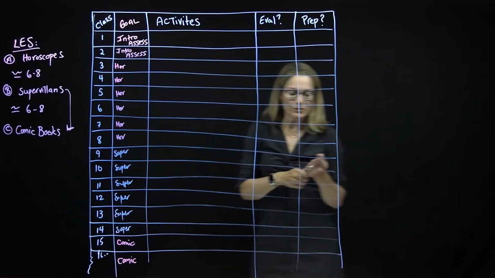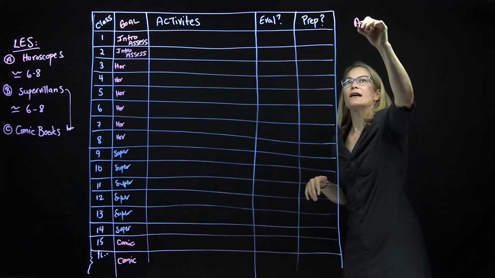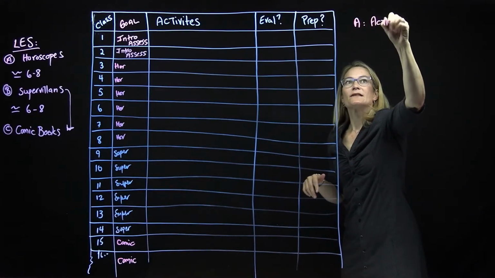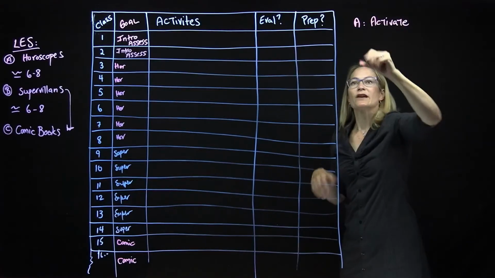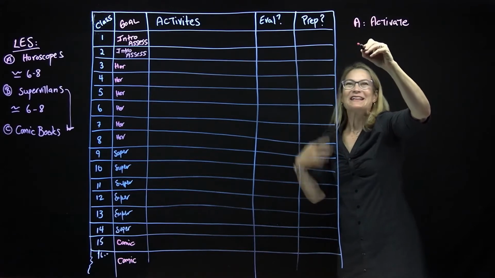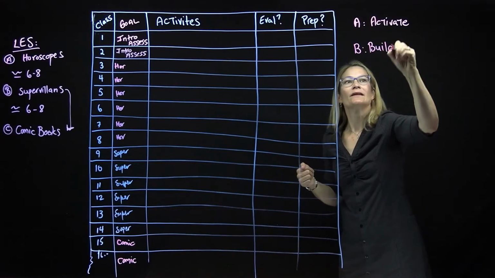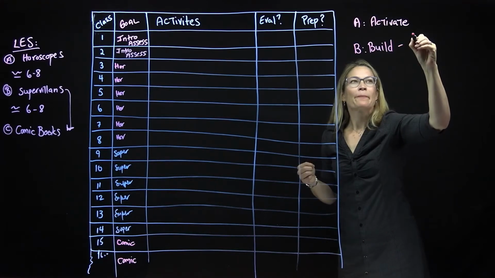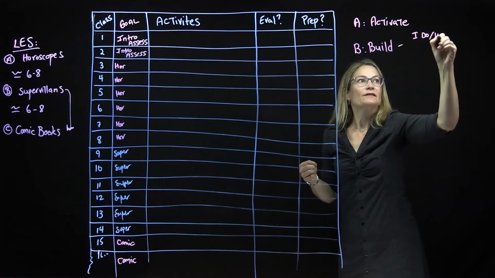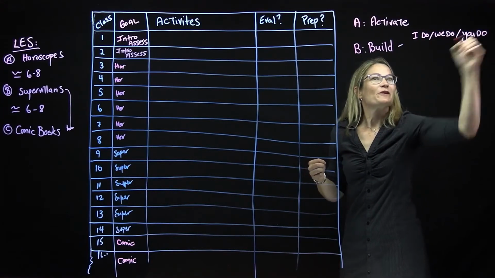So I talked before about the different phases of teaching. We have our activate phase. This is where we activate prior knowledge, ask questions, get students to understand why, answer the why. Then we have our build phase. Okay, and this is where we do the modeling of different things, different skills, the I do, we do, you do that we all love.